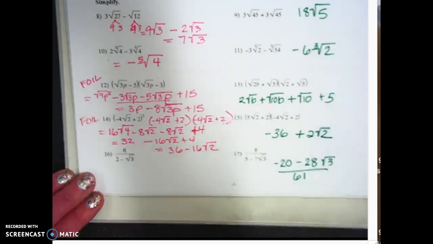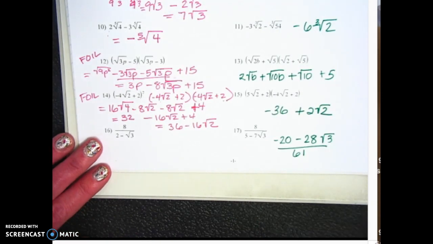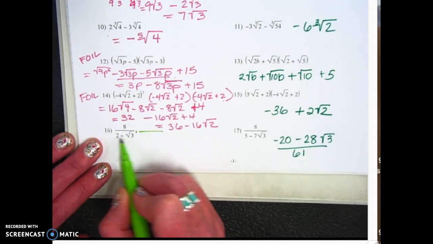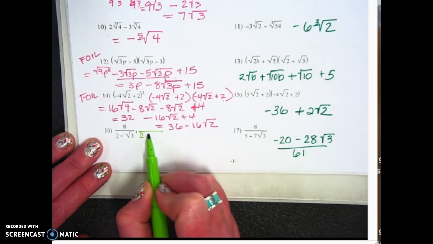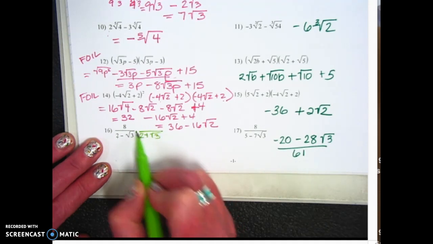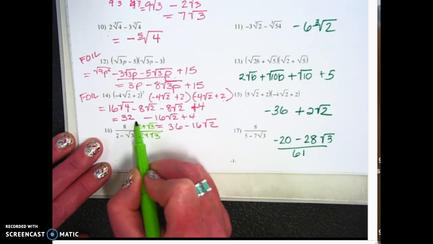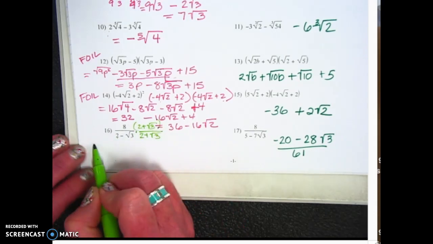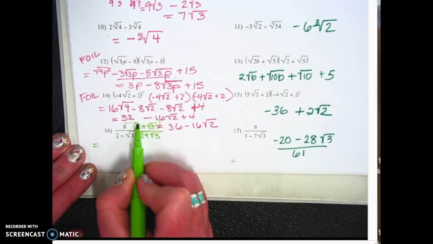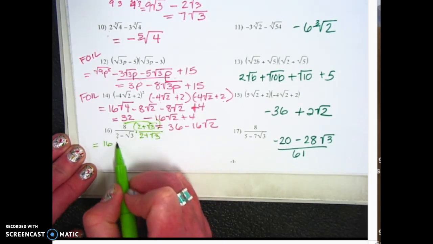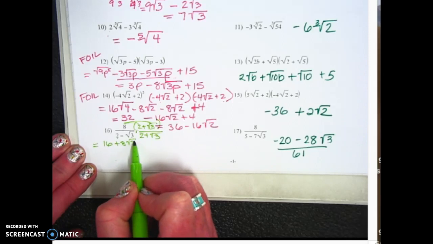All right, number 16. Can't have a radical in the denominator, so we need to multiply by what's called the conjugate. So the conjugate of the denominator is 2 plus the square root of 3. And I need to multiply the numerator by that as well. So in the numerator, I just need to distribute, but in the denominator, I'm going to need to FOIL. So distributing up top in the numerator, I've got 8 times 2, which is 16, 8 times rad 3, which is 8 rad 3. Pretty easy.